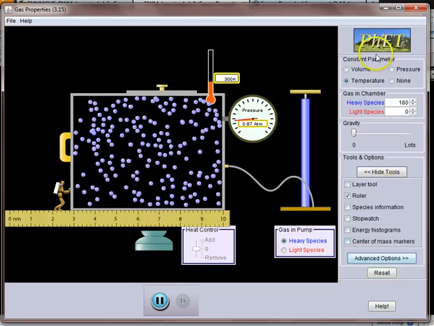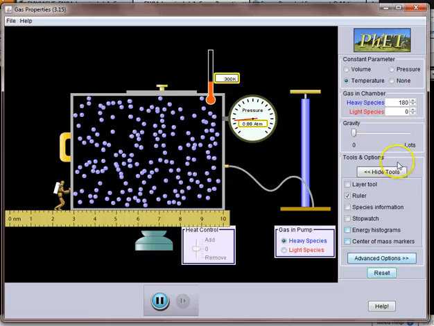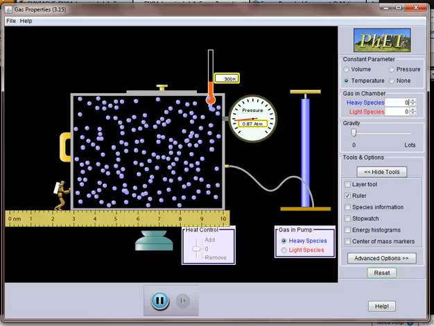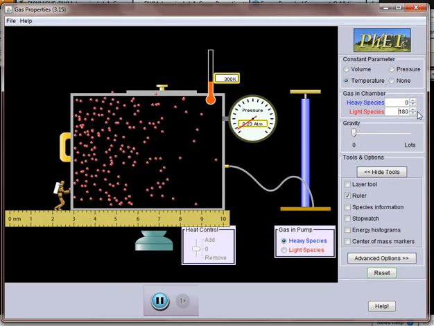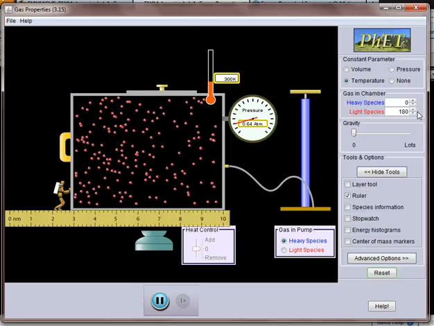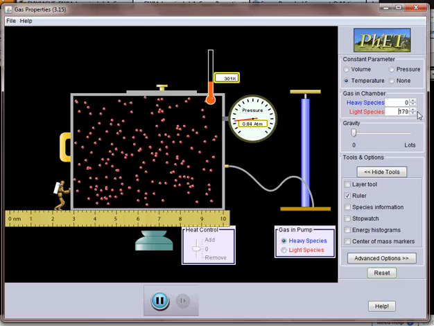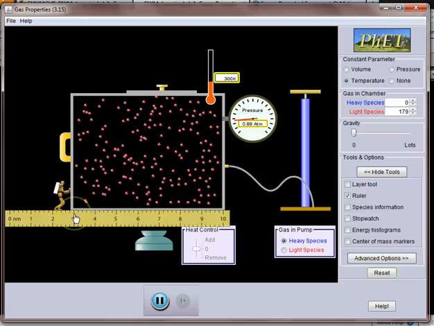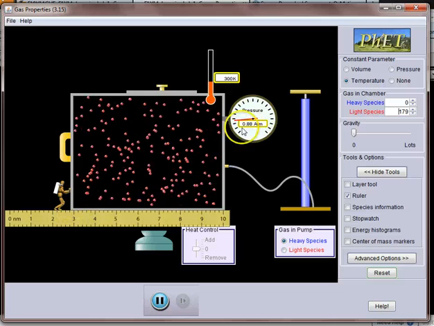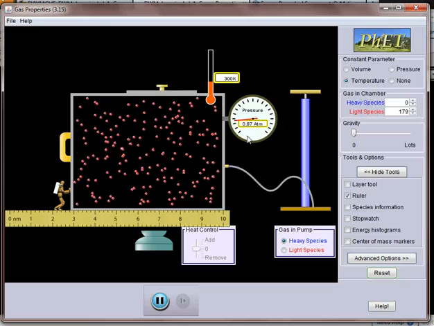So let's reset again, or put this to 0. Okay, pressure comes down to 0 now, and put light species. Now these were the heavy species, as you said. Now we change it to light species. Look what's happening. The temperature is constant, 300. The volume is still the same, and at the same volume and temperature the pressure is exactly the same as before.